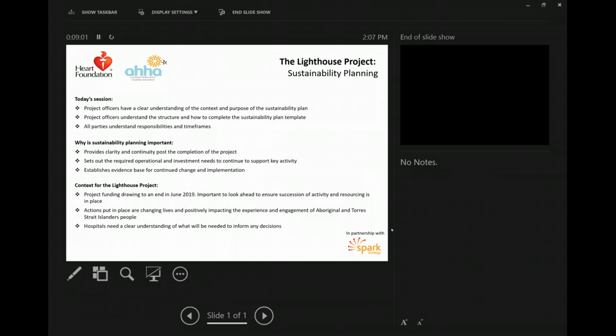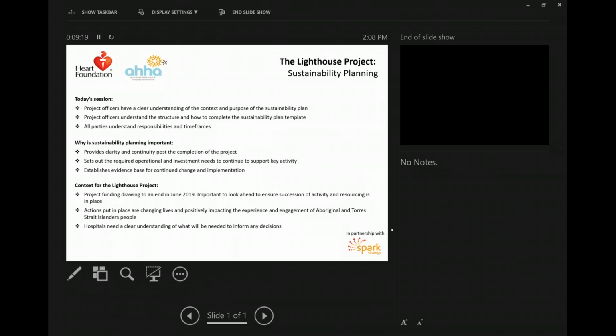And actually, I think it shows maturity of the project that we are looking 6 months out to that, to really ensure that we've got effective succession around the activity and decisions being made about any potential resourcing that may continue to be in place, again, based on the discretion of the different stakeholders involved.